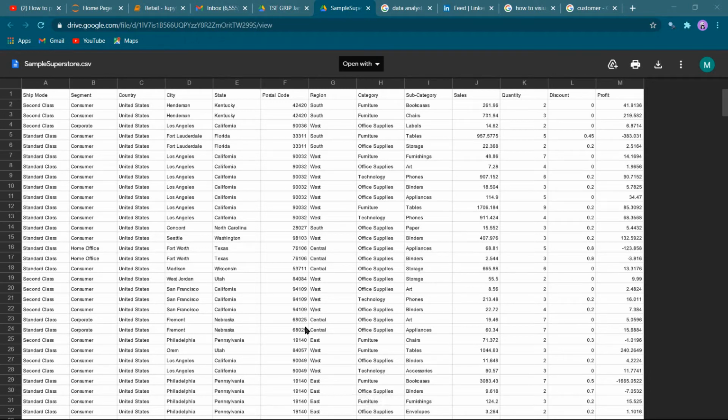So here is the data. This data is from Sample SuperStore, which is a retail online company. Now you can see the data over here, and we're going to analyze it so that we can make some sense out of this data.